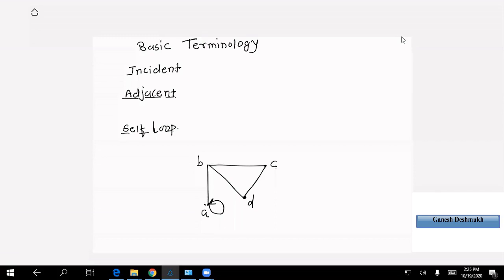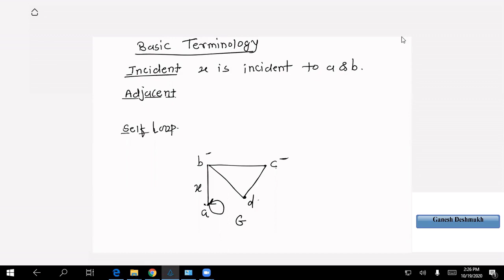Now let us see some of the basic terminologies in graph theory. The very first one is incident. Suppose consider the graph G where I have 4 vertices A, B, C and D. Now what is the meaning of incident? Suppose an edge between the vertices A and B is X. So I can say X is incident to A and B.